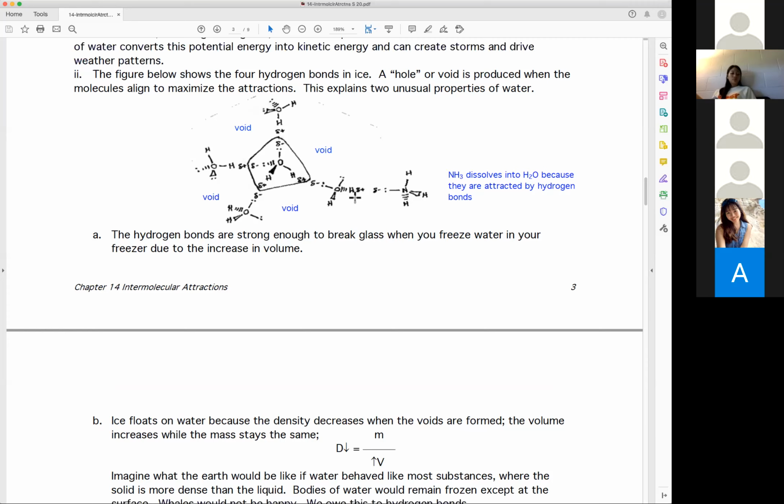So is this London forces? Yes, all molecules experience London forces. Is it dipole to dipole attractions? Yes. Here's a dipole, here's a dipole. Doesn't meet the criteria to be called a hydrogen bond. Here's the OH of one. What do I need in the other molecule? An F, an O, or an N, and there's the N. So that is a hydrogen bond. So why does ammonia dissolve in water? Well, because it forms hydrogen bonds with water.